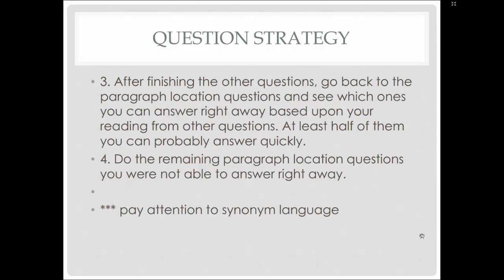All right, after finishing the other questions, go back to the paragraph location question and see which ones you're able to answer right away, because you were able to go through a lot of the passage by doing the other questions. After you've answered the ones that you can do right away, do the remaining paragraph location questions by skimming through the paragraphs and finding where the specific information for the question is located. Keep in mind synonym language, okay? Very important. So that's the basic strategy for a paragraph location question.